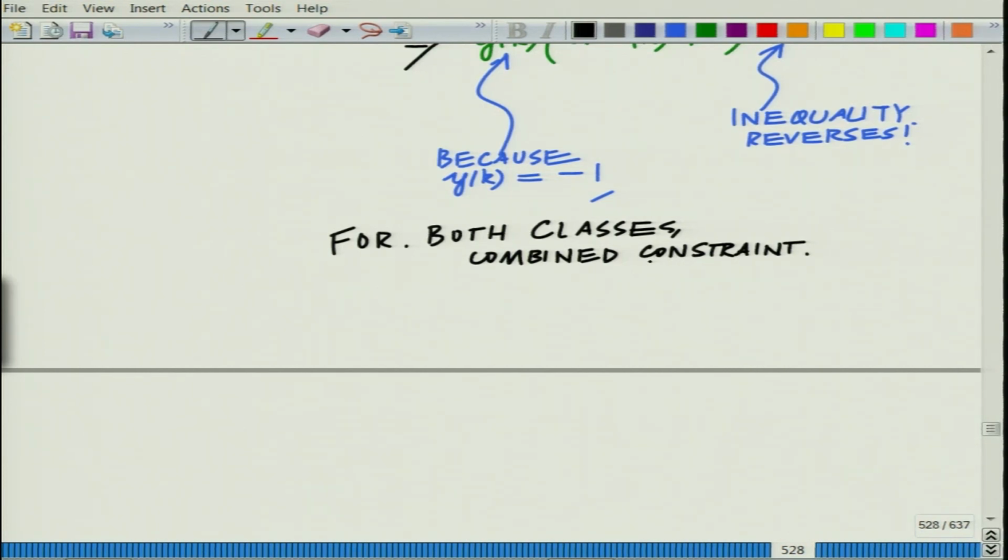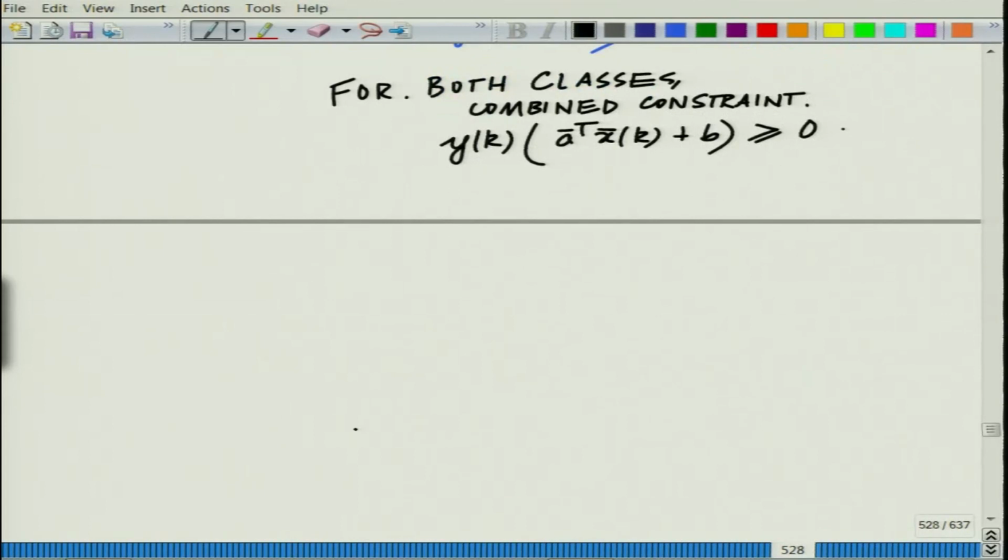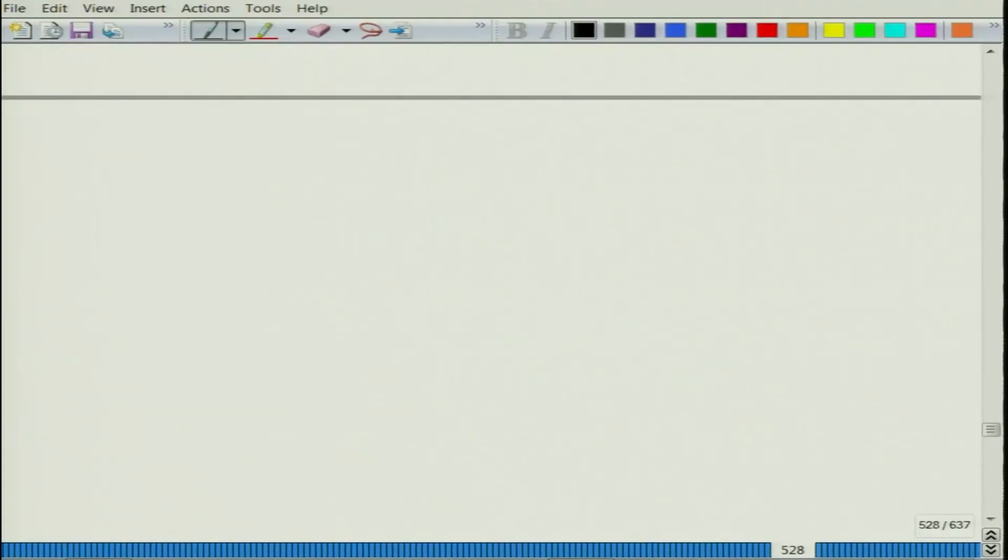The combined constraint is y k into a bar transpose x bar k plus b greater than or equal to 0, right, where we have seen y k equals plus 1 for class 0, y k equals minus 1 for class 1. Okay. Now, if you look at even this problem, there is a problem. What is the problem here?